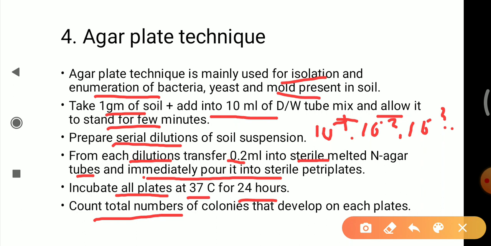In the agar plate technique, first we take 1 gram of soil, add it into 10 ml of sterile distilled water and mix well. We allow it to settle for a while, then prepare various dilutions. From each dilution we take 0.2 ml and add it into the melted agar tube, then immediately pour into a sterile empty petri plate and allow it to solidify. Incubate at 37 degrees Celsius for 24 hours. On the next day, we count the colonies on each plate.